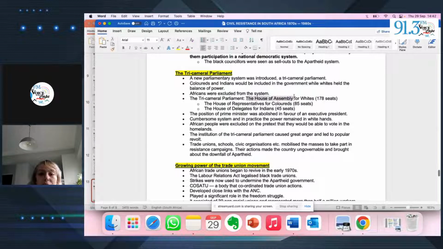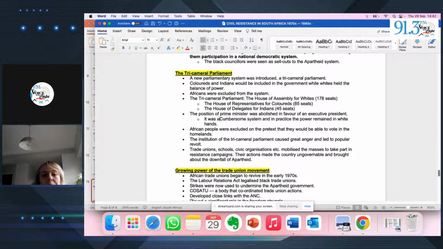Okay, look at this, the tricameral parliament. The House of Assembly for whites, 178 seats. The House of Representatives for Coloureds, 85 seats. And the House of Delegates for Indians, 45 seats, which comes up to 130 seats versus 178 seats. The position of Prime Minister was abolished in favor of the Executive President. It was a cumbersome system, and in practice, the power remained in white hands because they held the majority of the vote.